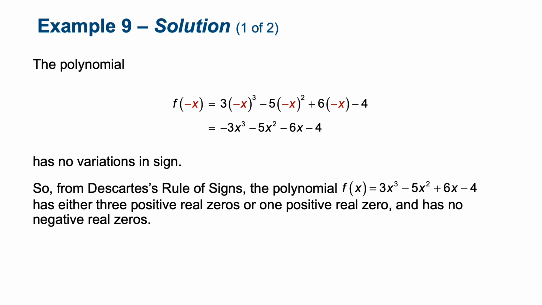Okay, now let's look at the negative real zeros. So let's plug in negative x and simplify. Remember, when you square a negative, you get a positive, right? Now notice they're all negative. So every single term is negative. So does it change sign? No, it does not, right? So what can we say? We can say that basically there are no negative real zeros.